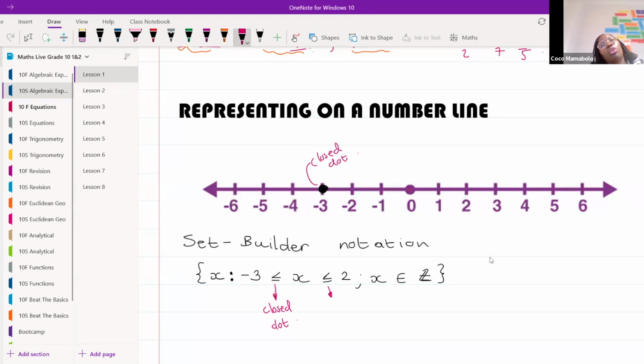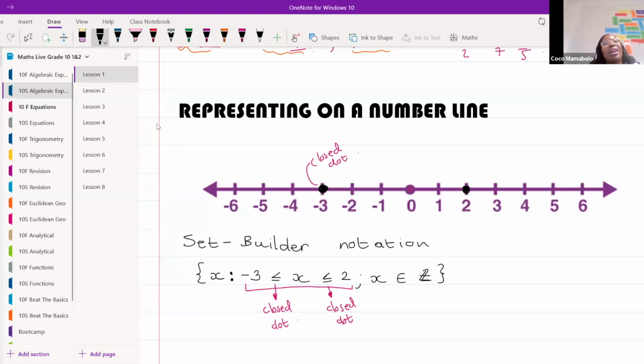So am I going to draw a closed dot or not? Closed dot, yes or no? Closed dot. Good. We're going to draw a closed dot. So I'm going to go to 2 and draw a closed dot. Now, remember, guys, x lies in between -3 and 2.